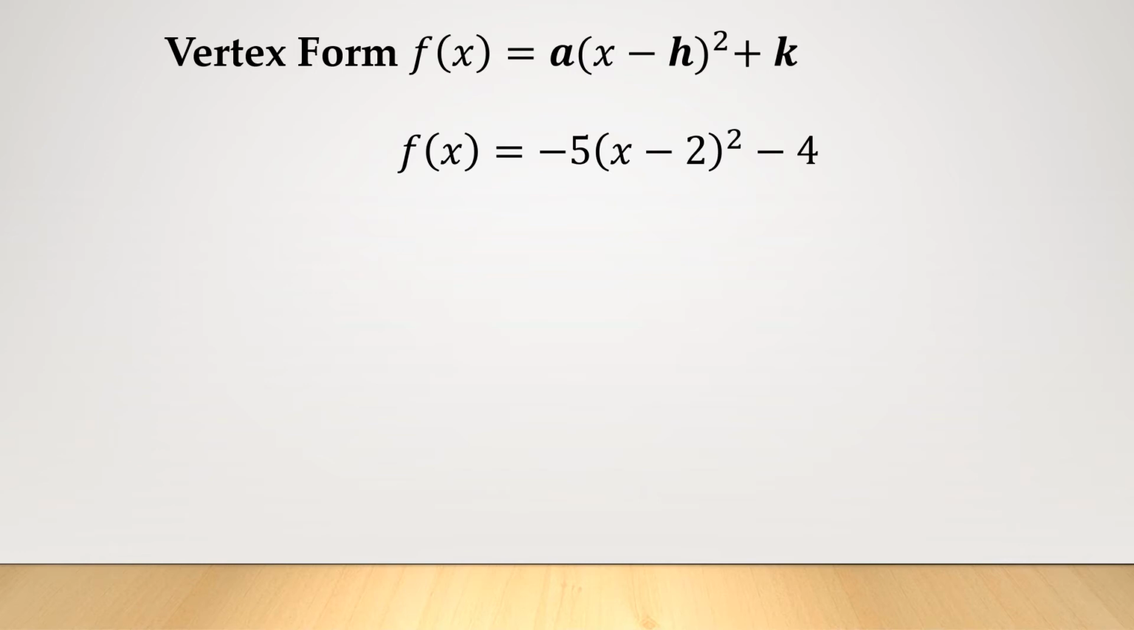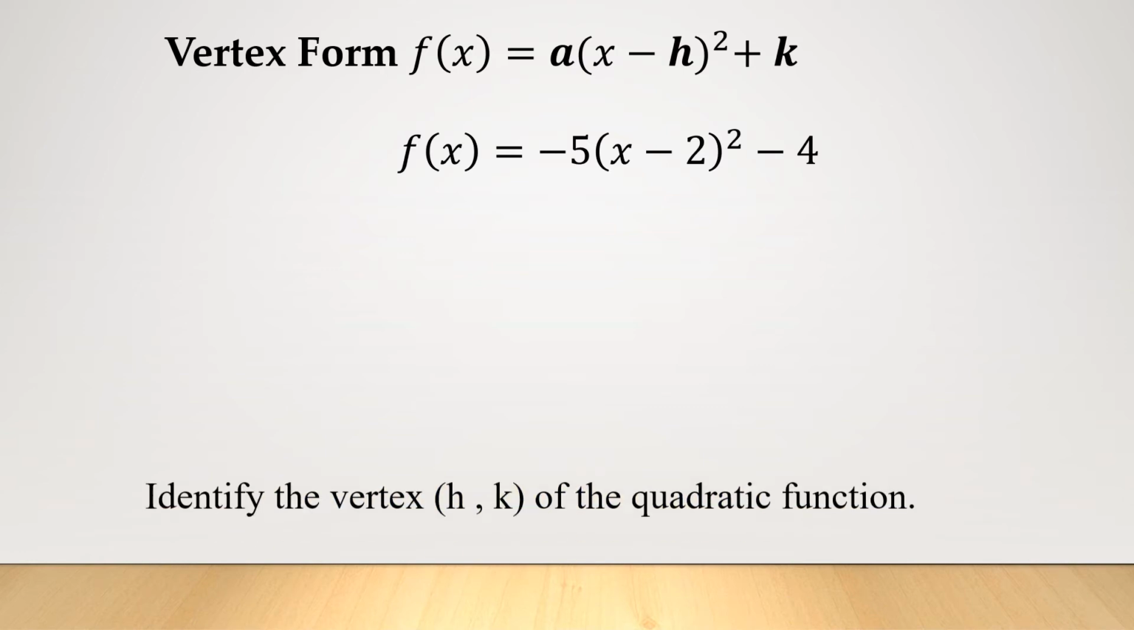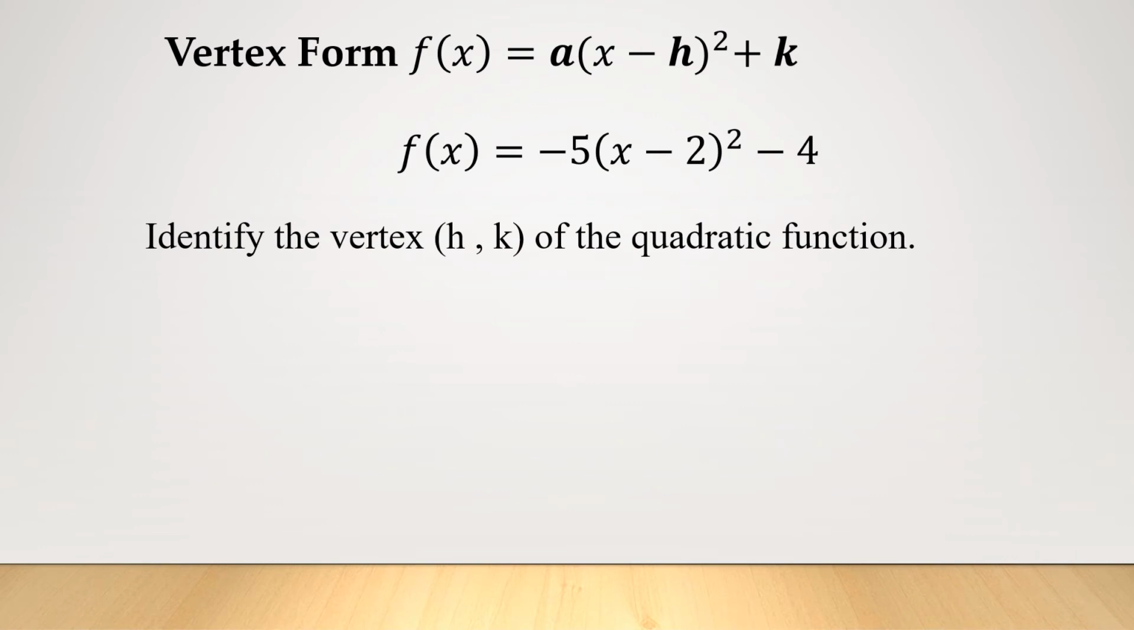Another function that we can look at is f of x is equal to -5 times the quantity x minus 2 squared minus 4. Now here again, we want to identify those three characteristics in this form. First, we want to identify the vertex h comma k of the quadratic function. Look inside the parentheses. H is 2. And since there's a minus in the general form and the minus is still in the function, my x coordinate, or my h, is going to be positive 2.